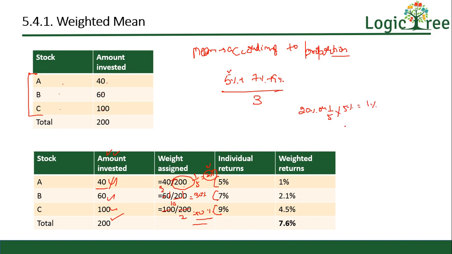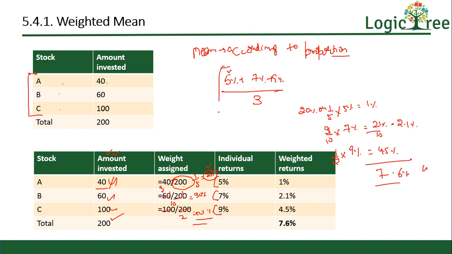For stock B, the proportion is 3 by 10 of 7%, that is 21% upon 10, or it will become 2.1%. In the last case, it is 1 by 2 of 9%, which is 4.5%. So now my net return is 7.6%.